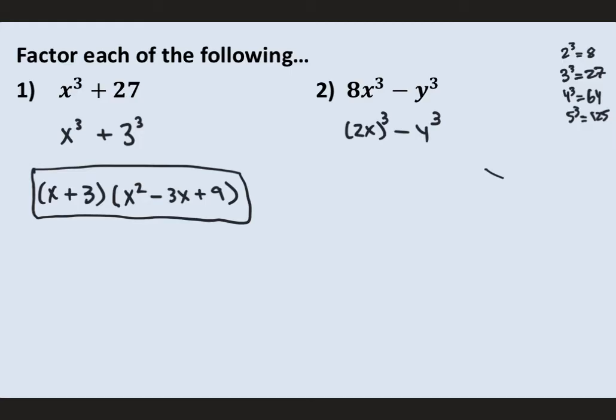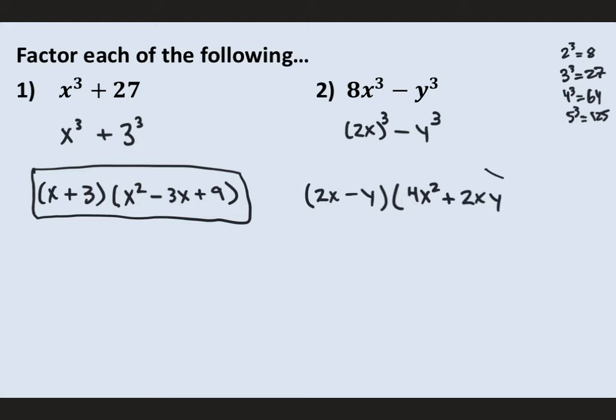So we'll go ahead and we'll write our two parentheses. Our first parentheses is the same bases, 2x, same sign, minus y, our second base. Our second parentheses, we're going to take that first value, 2x, and we're going to square it. 2x times 2x is 4x squared. We now need the opposite sign of what's right here. So we're going to write a plus sign, plus. Now we're going to multiply the two bases together. 2x times y is 2xy.